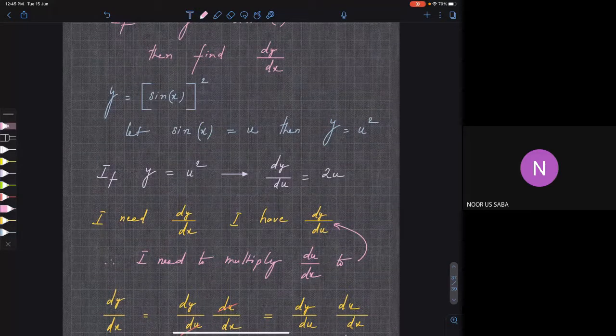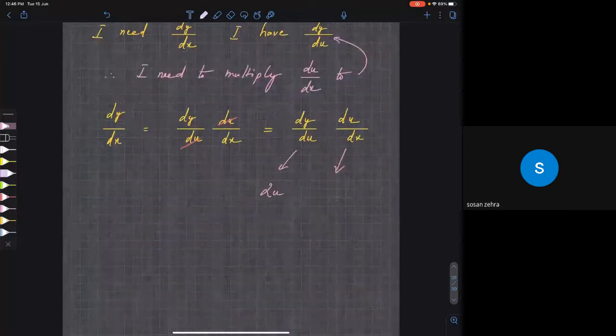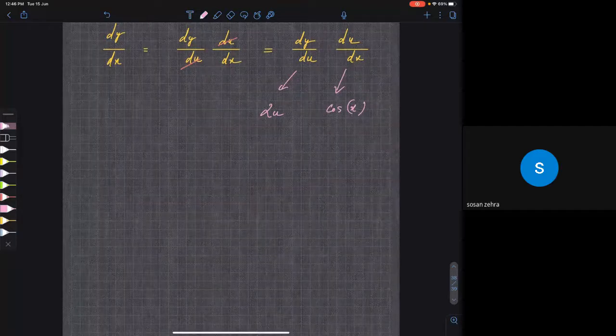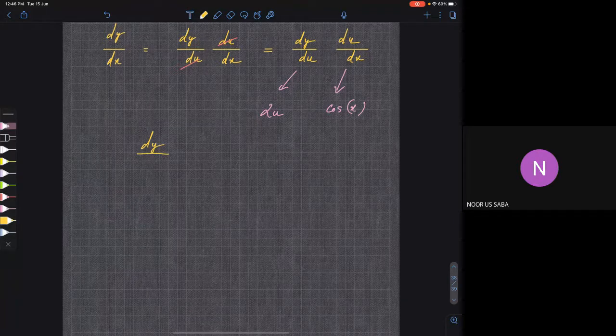Now tell me. u is equal to sin x. So what is du by dx? Cos x. So what is du by dx? Cos x. Correct? Therefore, tell me, what is dy by dx? 2u cos x.